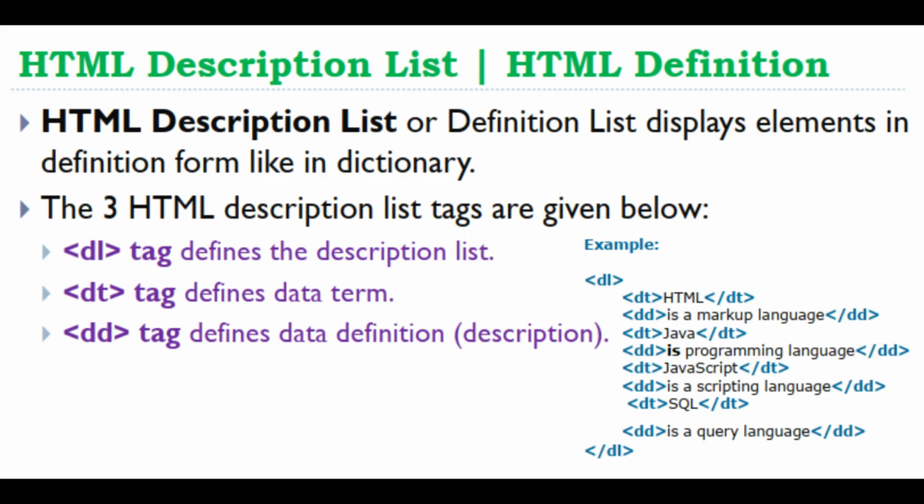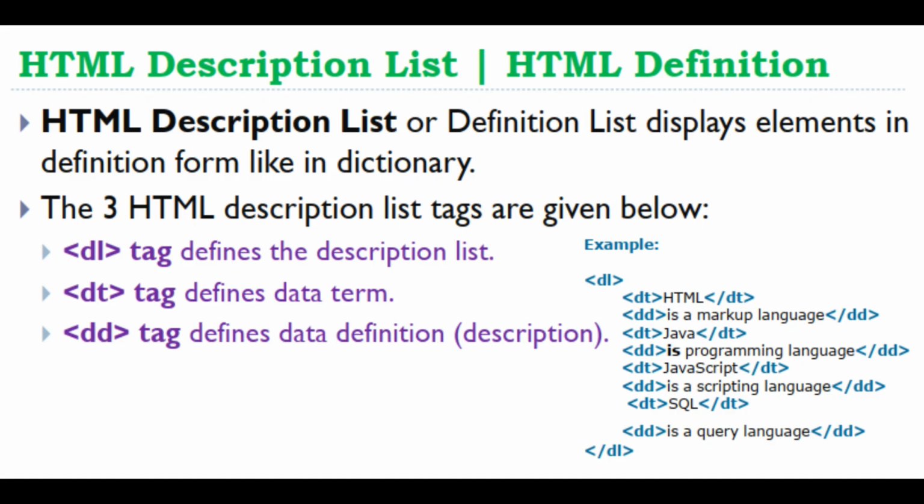HTML description list. HTML description list or definition list displays elements in definition form like in a dictionary. The 3 HTML description list tags are given below. The <dl> tag defines the description list. The <dt> tag defines data term. The <dd> tag defines data definition, description.